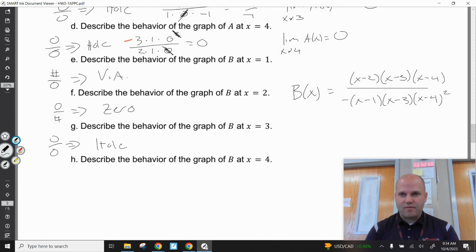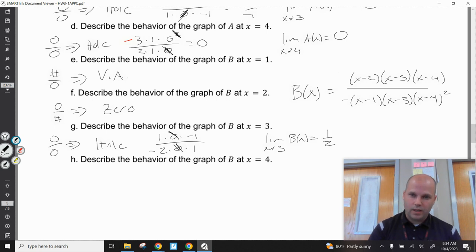Let's pretend that we have the exact locations. Let's find the location of the hole. Plugging in 3, I'd get 1 times 0 times negative 1 over negative 2 times 0 times positive 1. If I could cancel the zeros because we're talking about getting close to it, I'd get positive 1/2, which is the flip of the location from A. So I would say the limit as x approaches 3 of this B function is positive 1/2. That's the location of the hole. As we get close to 3, my y values are getting close to 1/2.